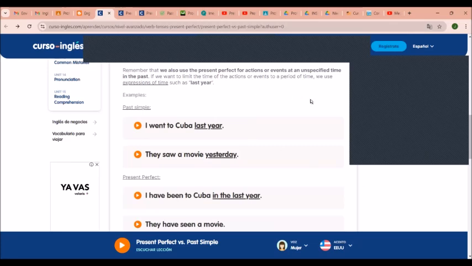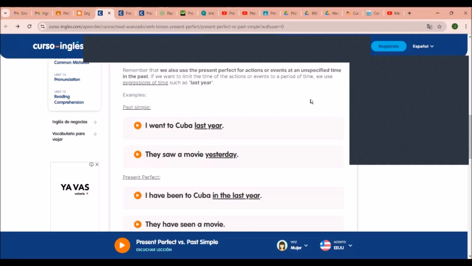Remember that we also use the present perfect for actions or events at an unspecified time in the past. If we want to limit the time of the action or event to a period of time, we use expressions of time such as last year. Examples: past simple, I went to Cuba last year. They saw a movie yesterday. Present perfect, I have been to Cuba in the last year. They have seen a movie.